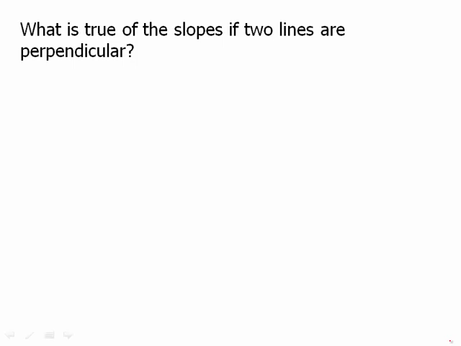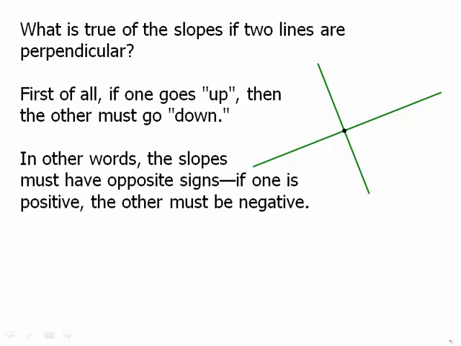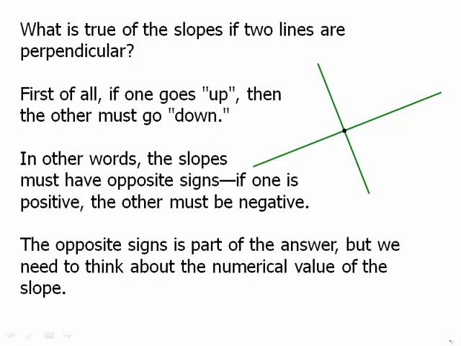What is true of the slopes if two lines are perpendicular? First of all, if one line goes up, then the other must go down. In other words, the slopes must have opposite signs. If one is positive, the other must be negative. The opposite signs is part of the answer, but we need to think about the numerical value of the slope.